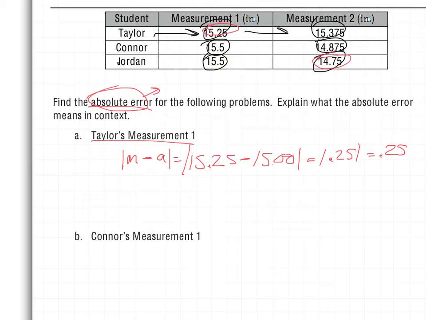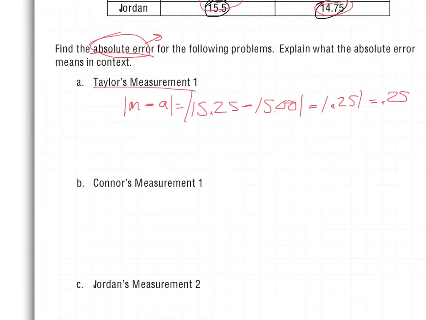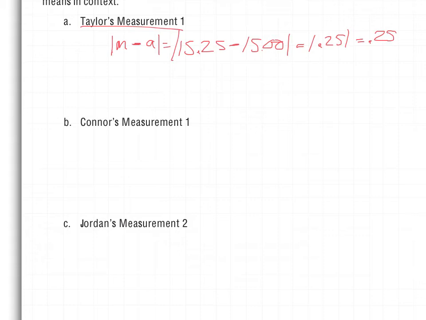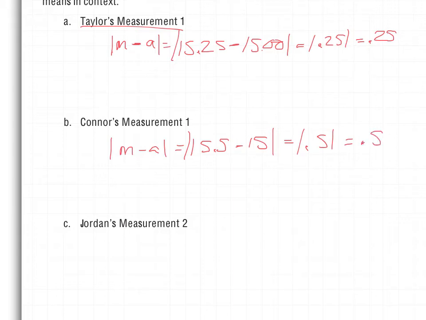Let's look at Connor's measurement 1. Same idea: absolute value of the measurement minus the actual. His measurement is 15.5. The actual is 15. So again, this is going back to assuming that the box is right and that the item is actually 15 inches. We do that subtraction, we're going to get the absolute value of 0.5. So his absolute error, he's off by 0.5.